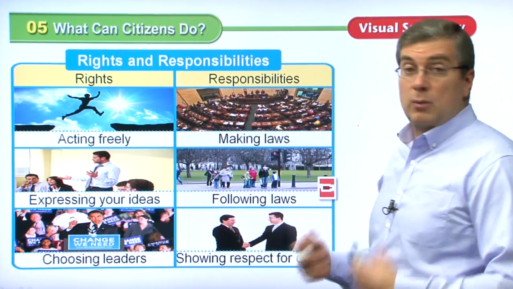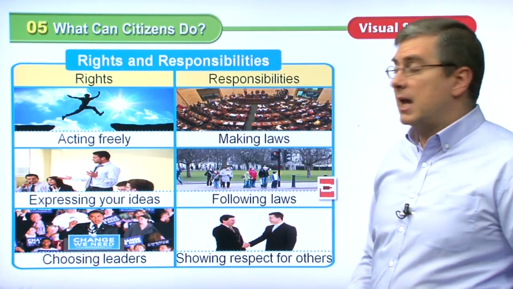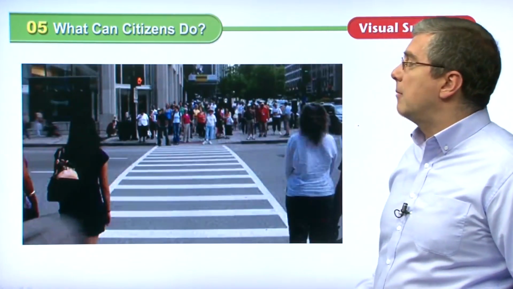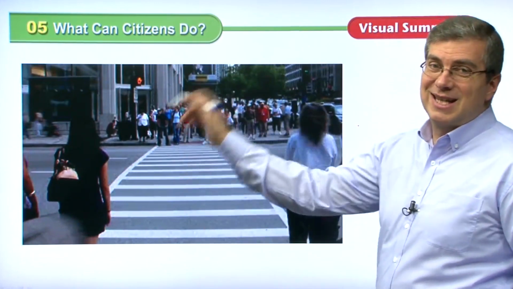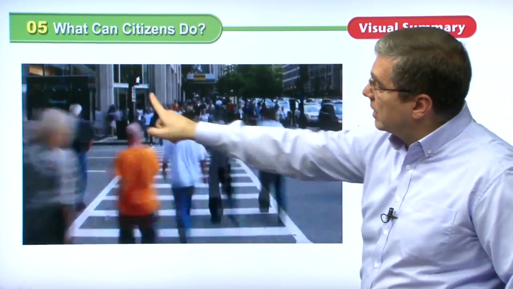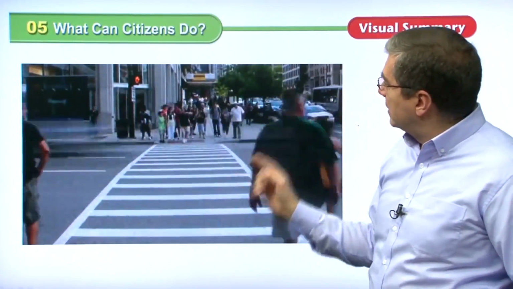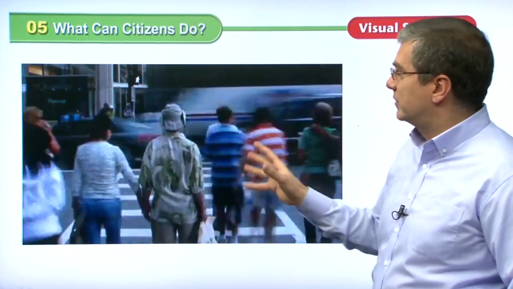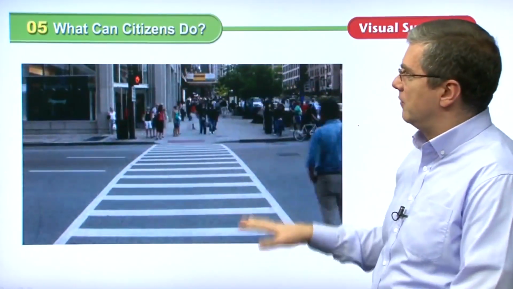Another responsibility that we can all do, and we should all do every day, is to follow the laws. Follow the laws. Let's take a look at an example of this. This is a busy city street. As we can see, people are crossing the street when it's green. When it's red, people stop. See how dangerous, now this is very fast, right? This video is very sped up. It looks dangerous, but it's not. Just slow down the video.